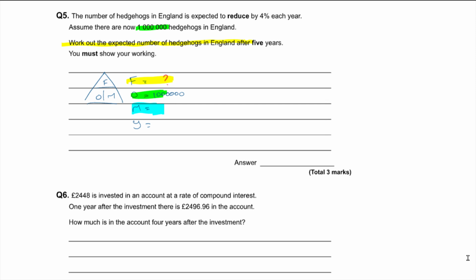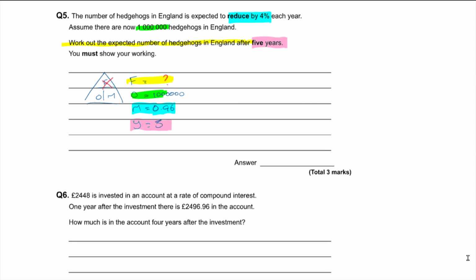That's going to be a reduction of 4% each year. So if you've got 100% and you subtract 4%, that's 96%, which is a multiplier of 0.96. Okay, so that's my multiplier. And then finally, the number of years, in this case, is 5 years, isn't it? Okay, so that's 5. Crossing off the thing I want to find.